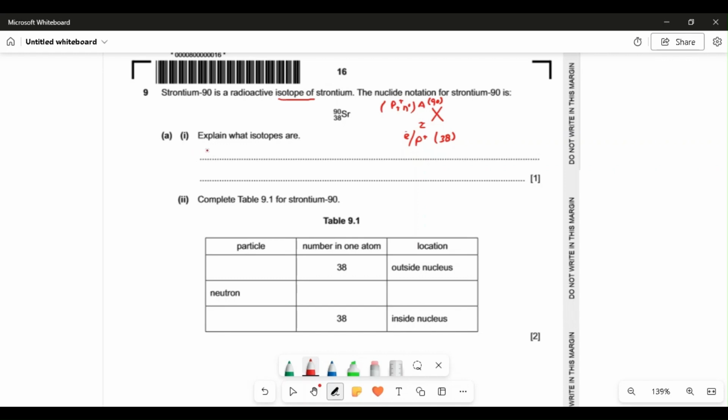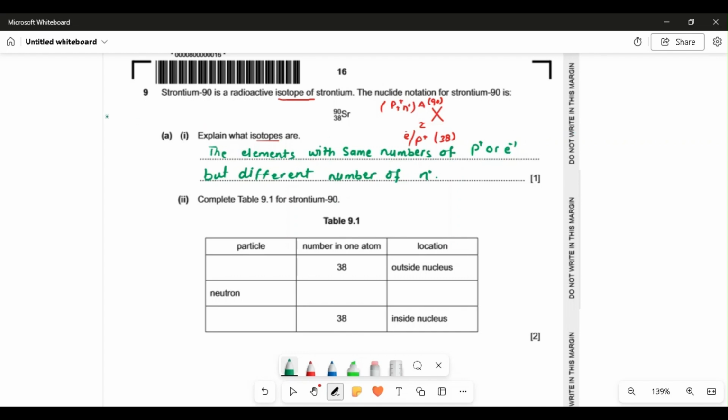Part A. Explain what isotopes are. First things first, isotopes are elements with the same number of protons or electrons, but a different number of neutrons.